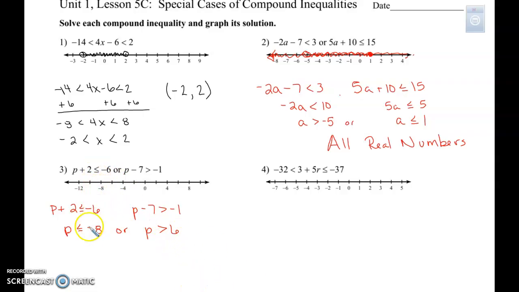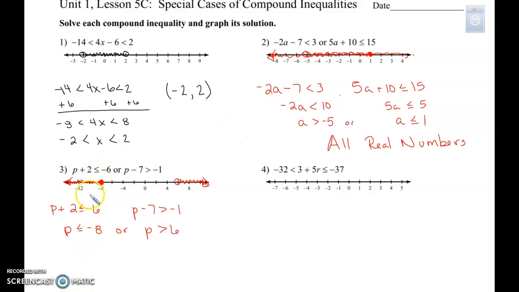our answer. So at -8, it's going to be a closed circle. And we want p to be less. Less goes to the left. So it is everything this direction. Okay, at 6, it's an open circle. And then we want p to be greater, so this would be going this direction. Okay, so this is an actual answer. This one is not a special case. It is the actual answer of the problem.